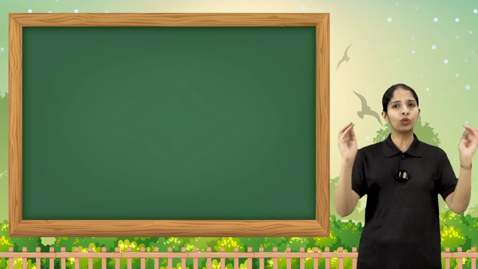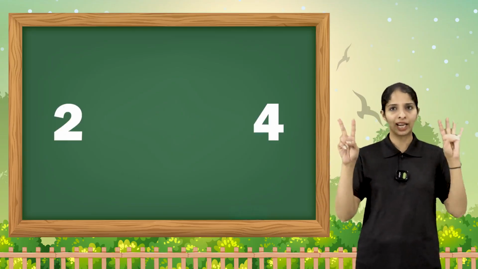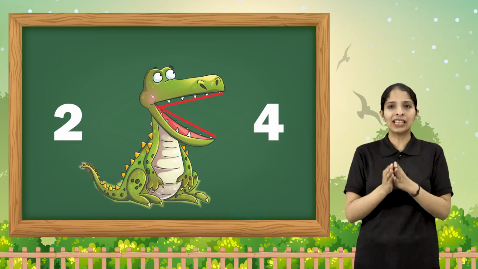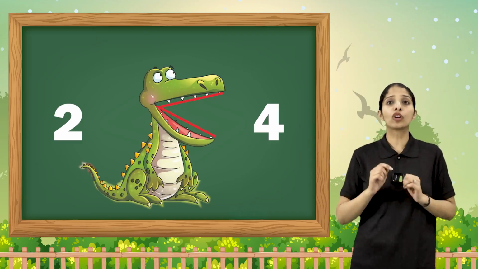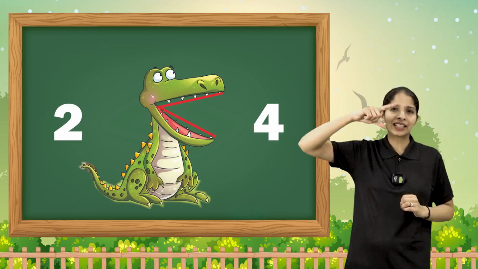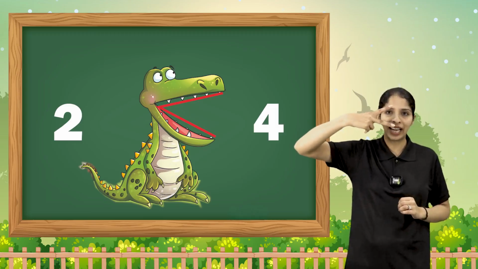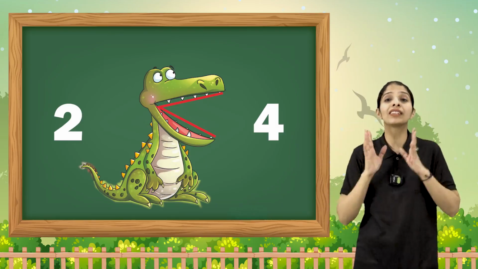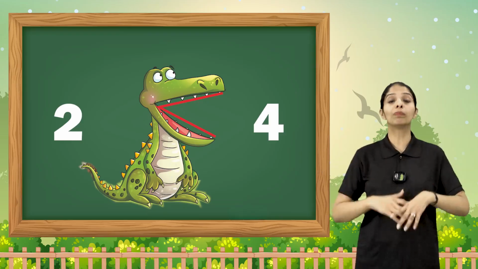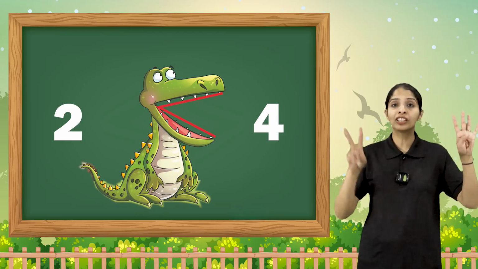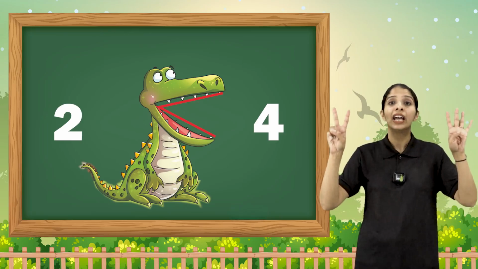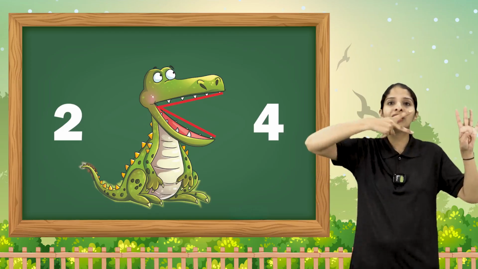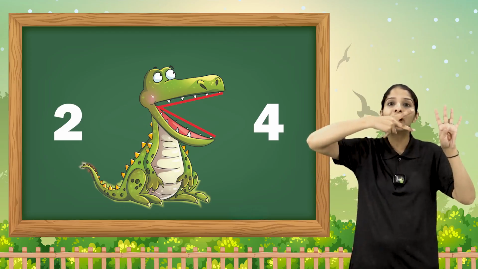Now suppose there are two numbers, 4 and 2. There is a crocodile sitting in the center. Now the crocodile has a mouth like this, right? So he will always open his mouth towards the bigger stone, the bigger number. This is 4, this is 2. So where the crocodile is sitting at the center, he will open to the bigger stone. So he will open his mouth towards number 4.